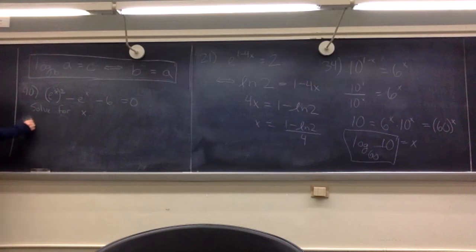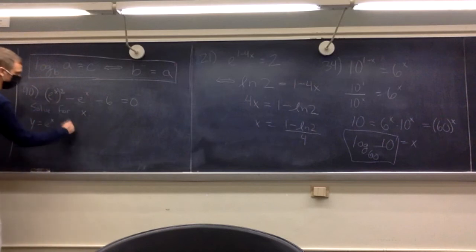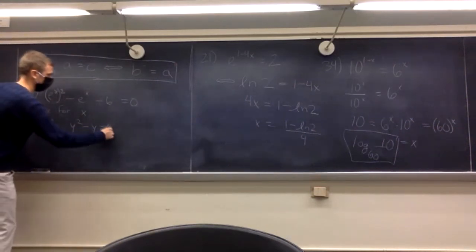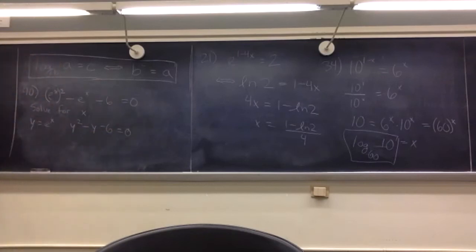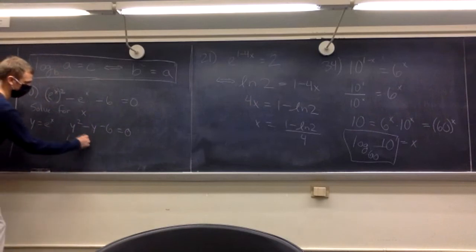Let's rewrite y equals e to the x. Let's just do this, okay? Y is that. So we get y squared minus y minus 6 is zero. Factor it: y minus 3, y plus 2.